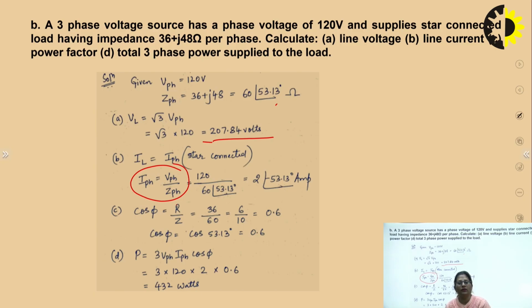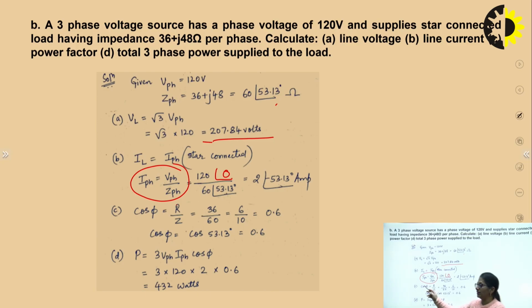So in any case, we first find the phase current, which is given by V phase by Z phase. V phase is 120 with an angle of 0, and the impedance is 60 with an angle of 53.13. So this gives me 2 with an angle of minus 53.13 amperes.